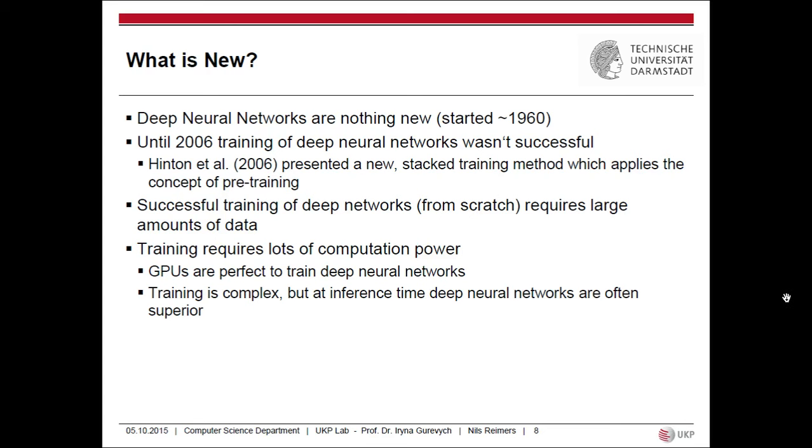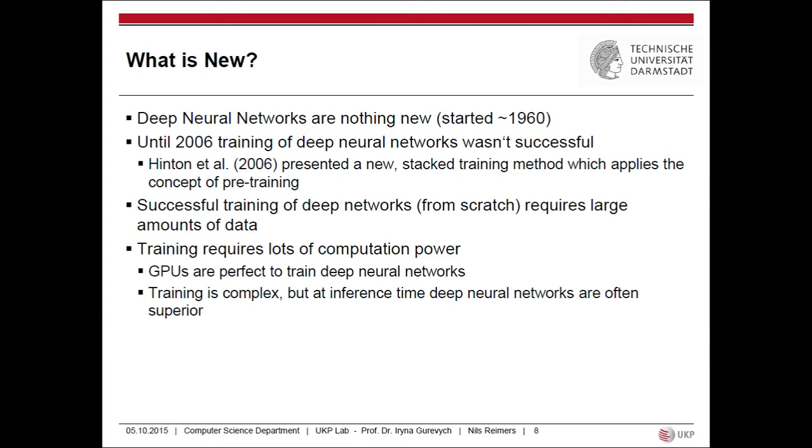So what is new? Deep neural networks are nothing new. The first papers were published in the 1960s, but until 2006, training of deep neural networks was not successful. So what changed in 2006? Hinton presented a new, stacked way to train neural networks, and he introduced the concept of pre-training. We will come to the concept of pre-training in the third lecture on autoencoders. This new concept boosted the performance. Before, they trained deep neural networks, but there was no performance increase.